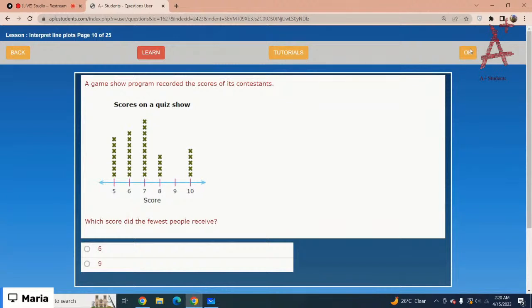Okay, the next one is a game show program recorded the score of its contestants. What score did the fewest people receive? So, which is the correct option? Which is the fewest score? Yes, that would be 9. Because 9 is scored by 0 people. So, that 9 is the fewest people receive.